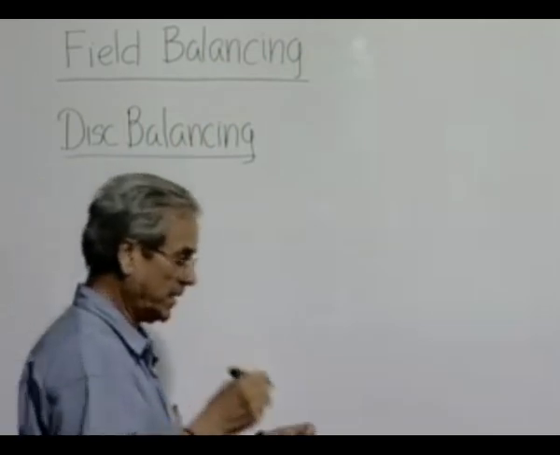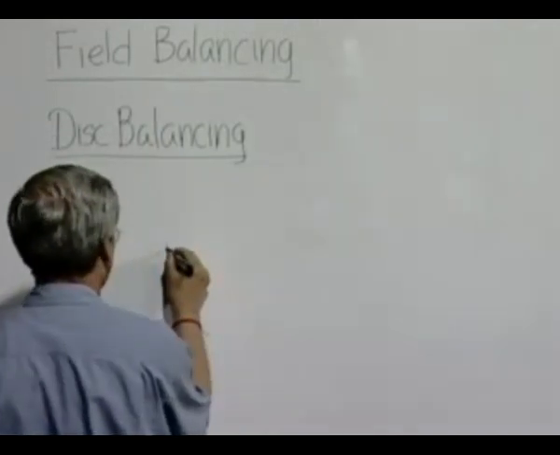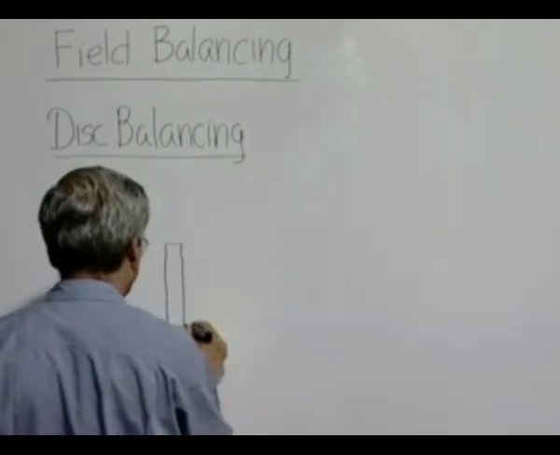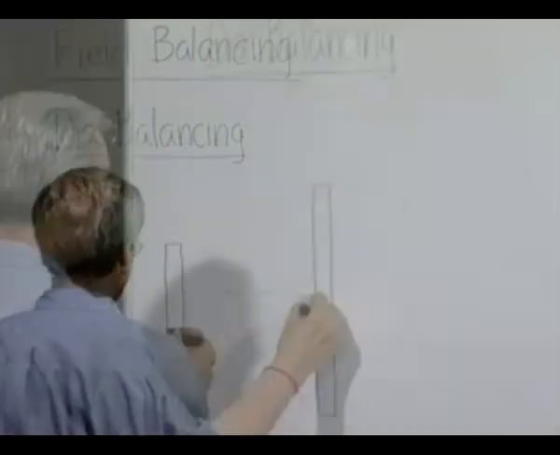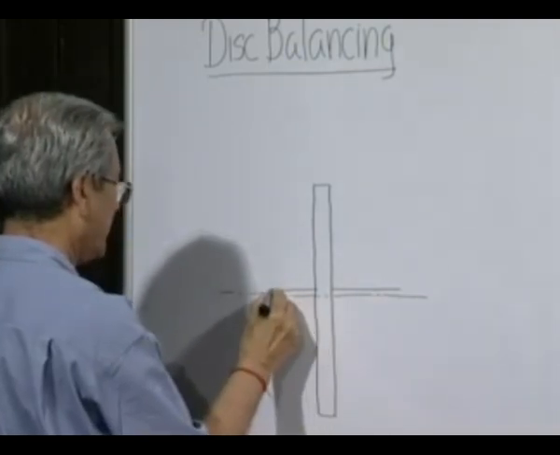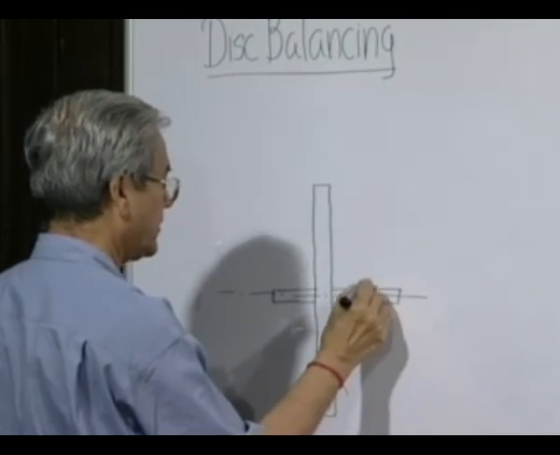Now, we will take up two cases. One is slightly advanced and sophisticated, which requires some instrumentation, and the other requires minimum instrumentation and can be done by almost anybody. So, the setup will be something like this. This is the disc on a shaft. The shaft is mounted on bearings.